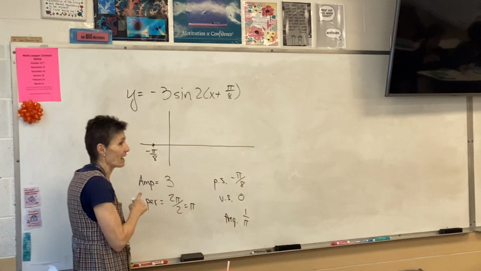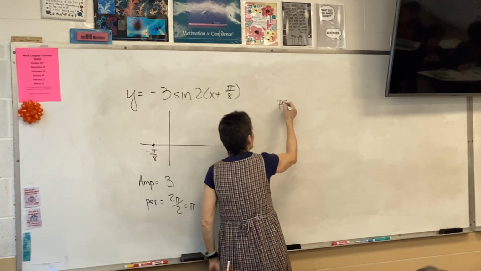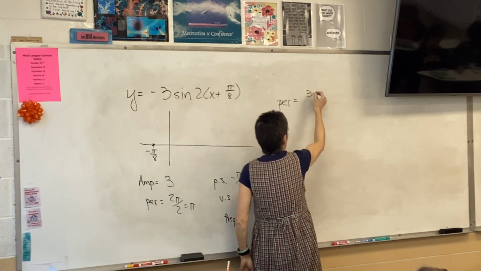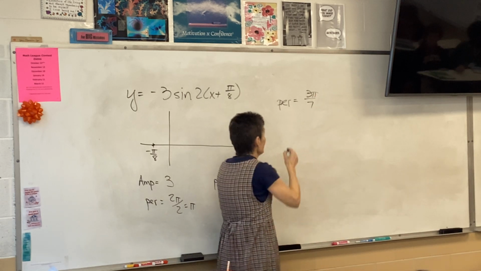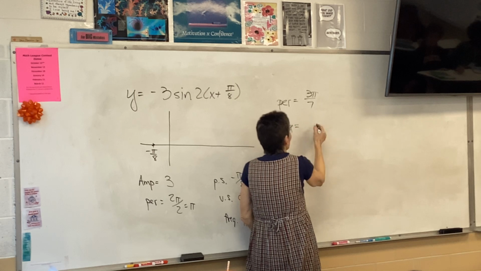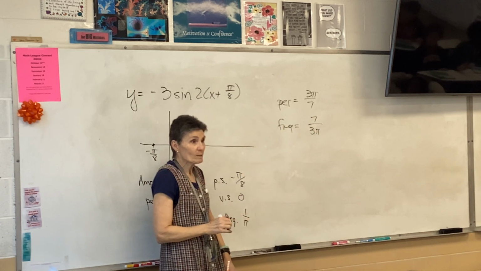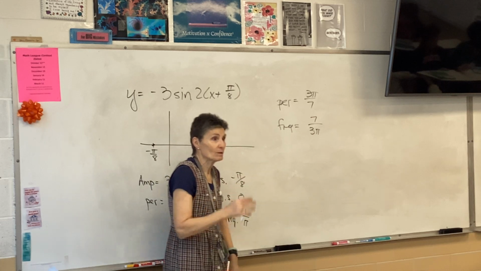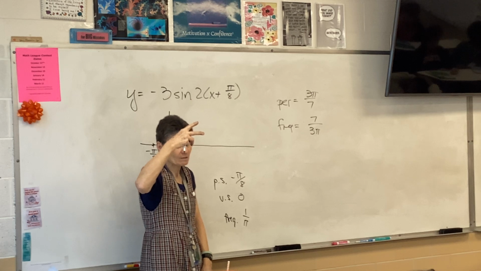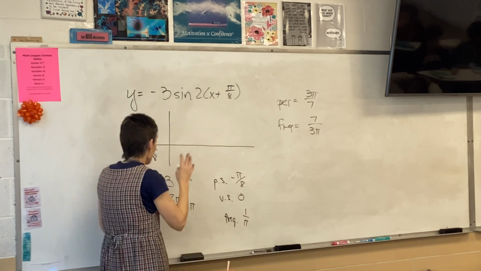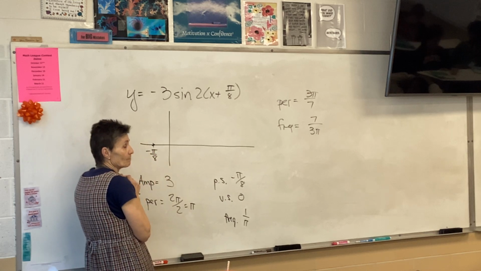Now, I want to talk about that for a second. If, let's say we had a different picture, and the period was 3 pi over 7, the frequency would be 7 over 3 pi. Frequency is reciprocal of period. So, the whole thing gets flipped over. All right, so here we got all the stuff. Now we're going to sketch it.